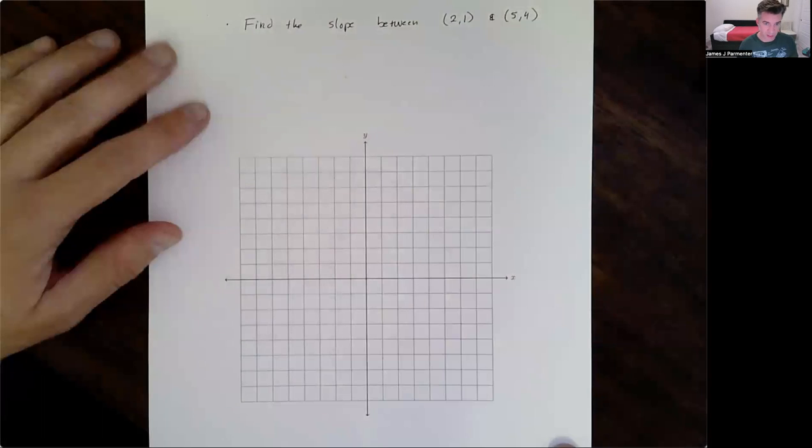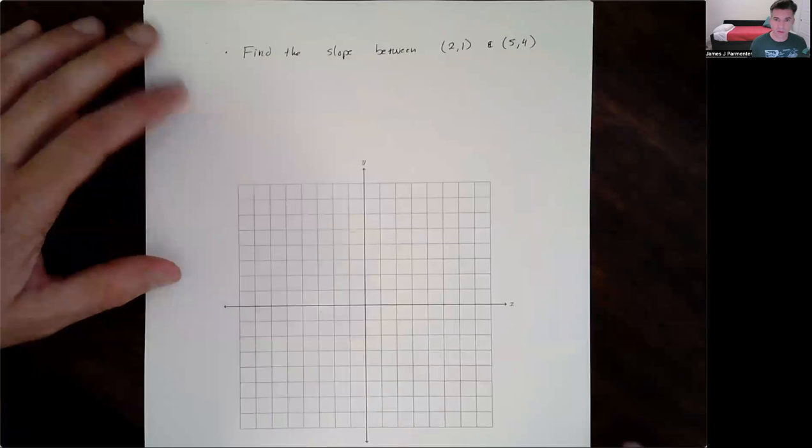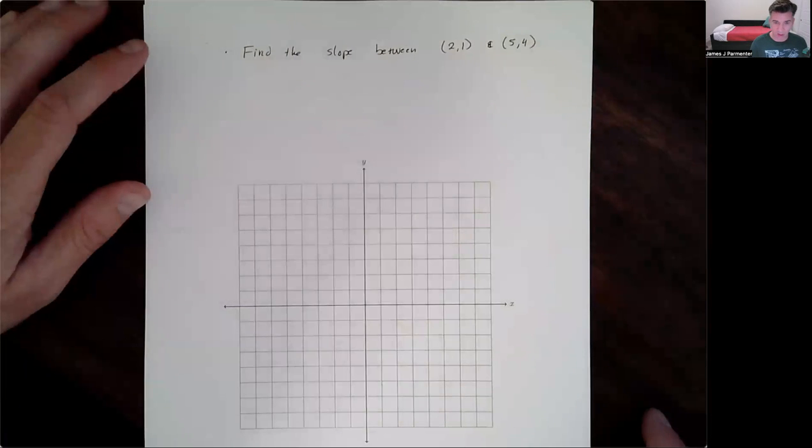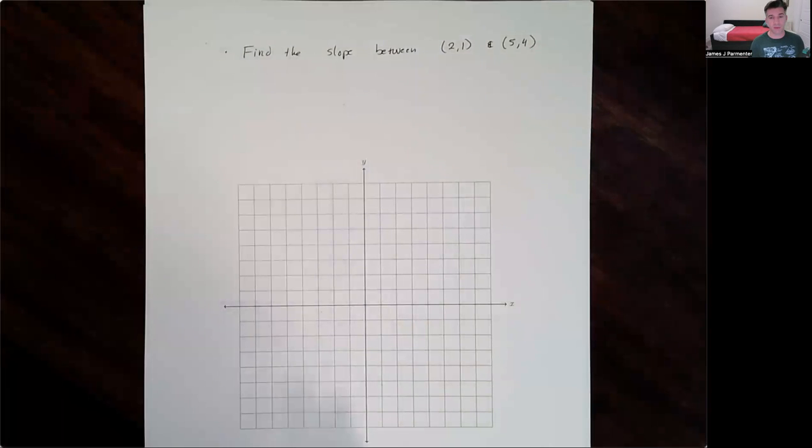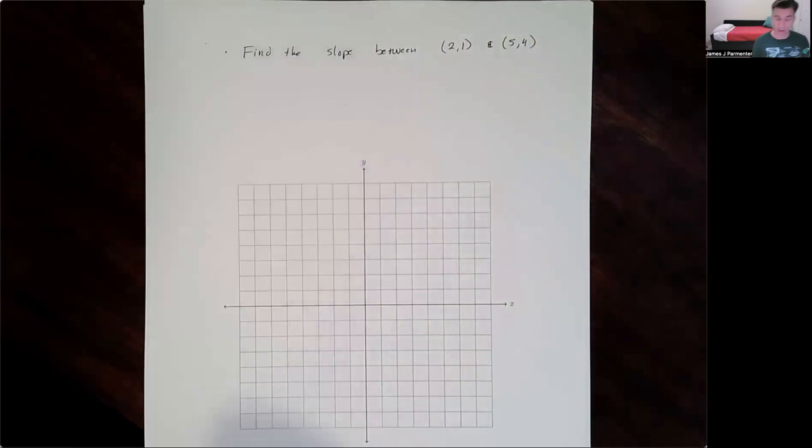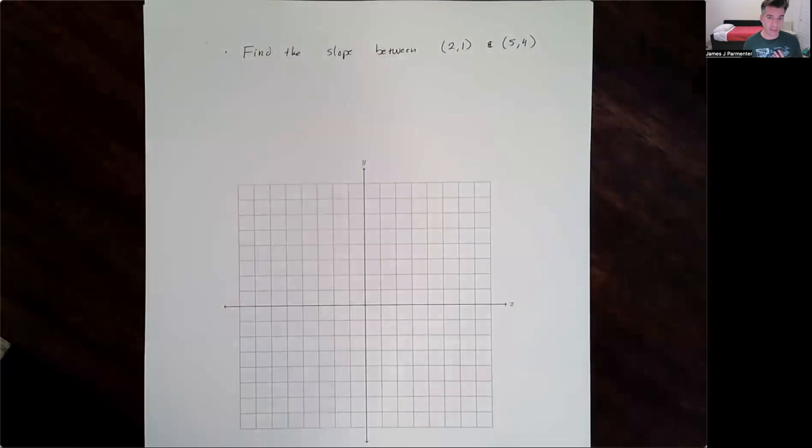So let's look at this first example. We want to find the slope between the points 2, 1 and 5, 4. So we're going to draw these, although you don't. I will point out first and foremost, you don't ever have to actually draw this unless you're asked to. You're just trying to find the slope with a very numeric calculation. But let's draw it so we can kind of see what's happening.